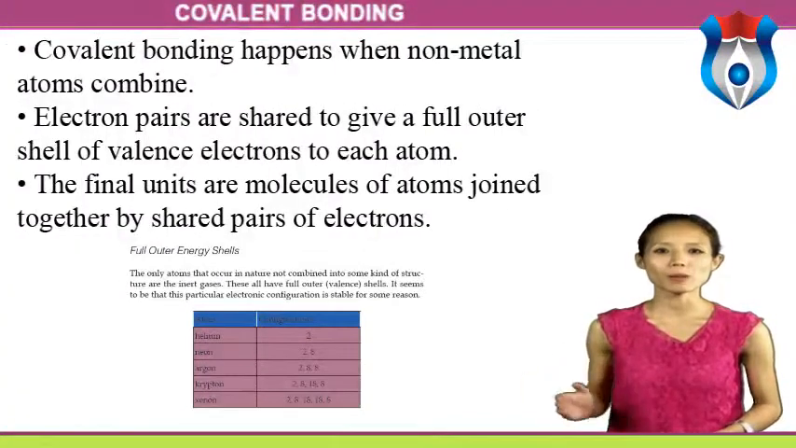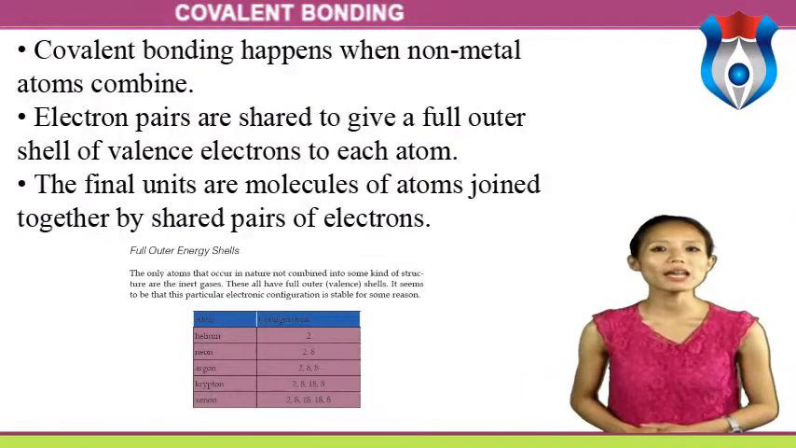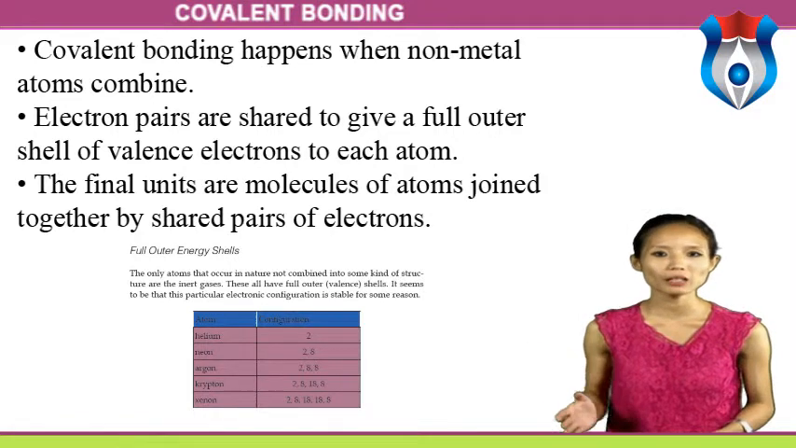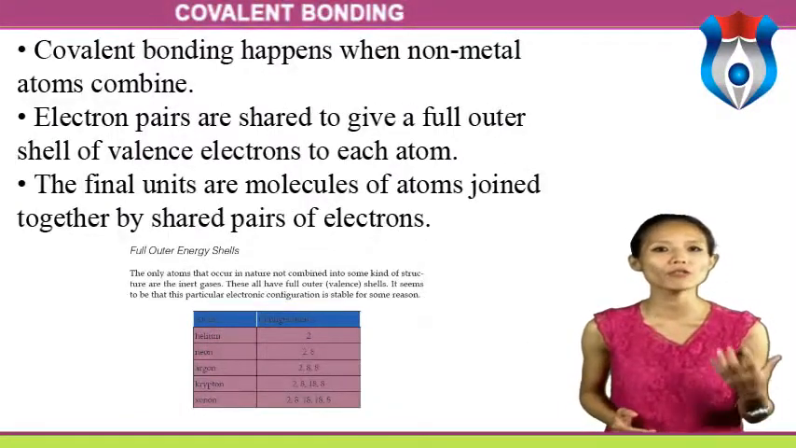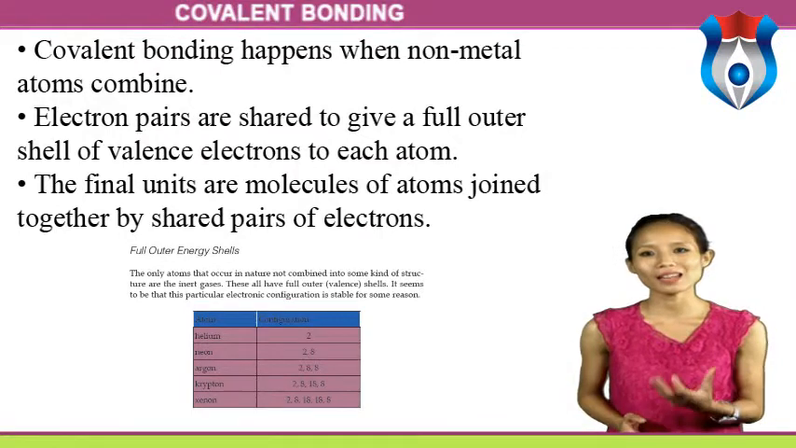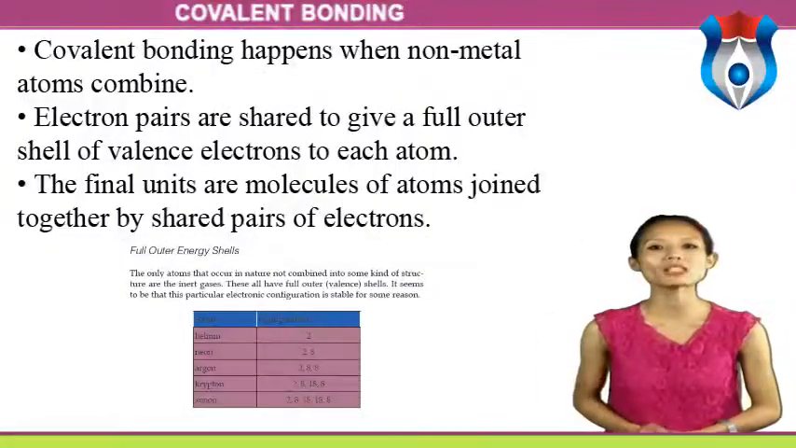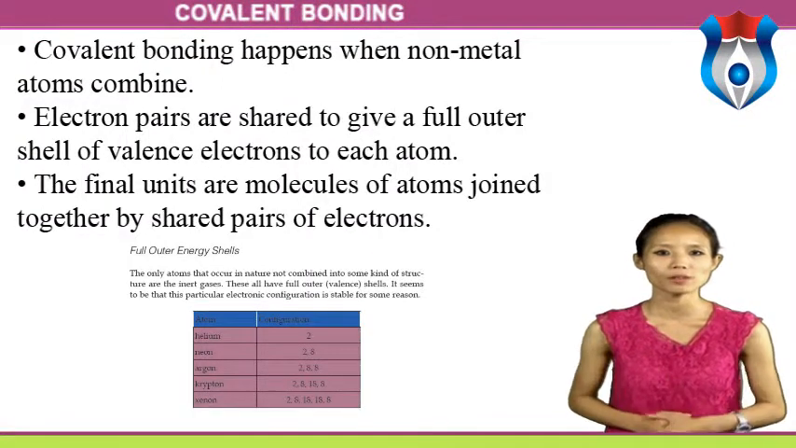However, there are exceptions. Covalent bonding happens when non-metal atoms combine. Electron pairs are shared to give a full outer shell of valence electrons to each atom. The final units are molecules of atoms joined together by shared pairs of electrons.